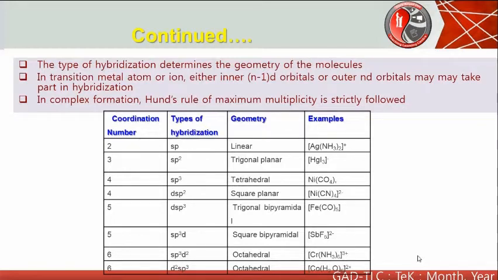If the coordination number is 2, it forms sp hybridization with a linear geometry. If its coordination number is 3, it forms sp2 hybridization with trigonal planar geometry. If the coordination number is 4, it will form either sp3 or dsp2 hybridization with tetrahedral or square planar geometry. If its coordination number is 5, it forms dsp3 or sp3d hybridization with a trigonal bipyramidal or square pyramidal shape. If its coordination number is 6, it forms sp3d2 or d2sp3 hybridization with octahedral geometry.